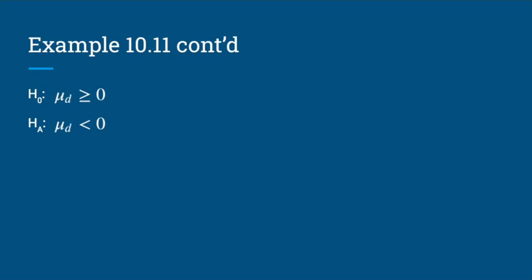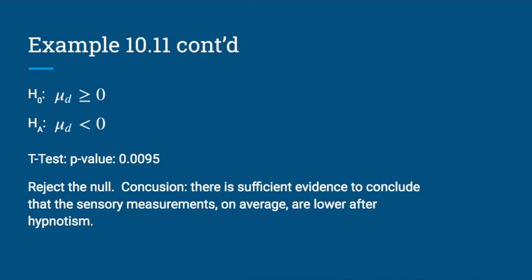So in our t-test, we're going to tell it to use data. We're going to select the less than option when we get down to the bottom, and we're going to get hopefully a p-value of 0.0095. Okay, so I forget, were we told our significance level? We were not. So let's just say it was 0.05. So at 0.05, this p-value is definitely lower. So we would reject the null hypothesis and say that there is sufficient evidence to conclude that the sensory measurements on average are lower after hypnotism.